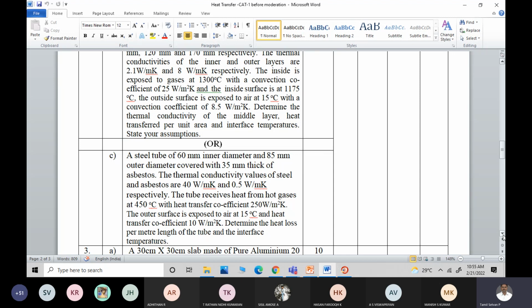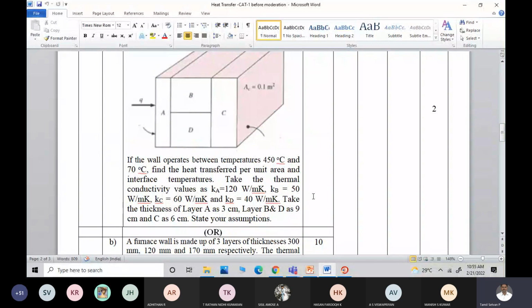One more thing, students: I have given only 7 or 8 marks for those who didn't find the heat transfer value accurately, because in all the questions the interface temperatures were asked. In question number 1, 2 and 3, you had to find the heat transfer per unit area and interface temperatures, and some of them didn't find the interface temperatures.